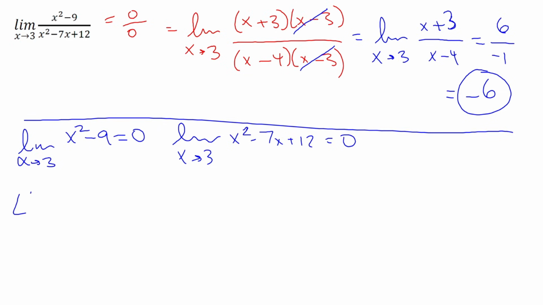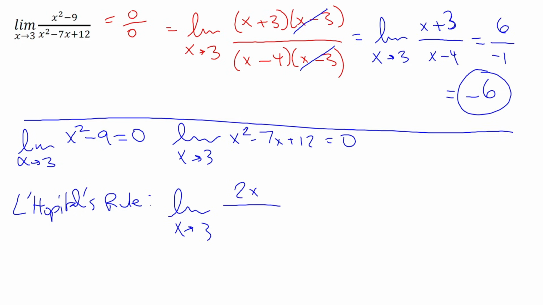And then say that you're using L'Hopital's rule. And just take the derivative of the top, which is 2x, and the derivative of the bottom, which is 2x minus 7. Plug in the 3, you get 6 over negative 1, which is negative 6.